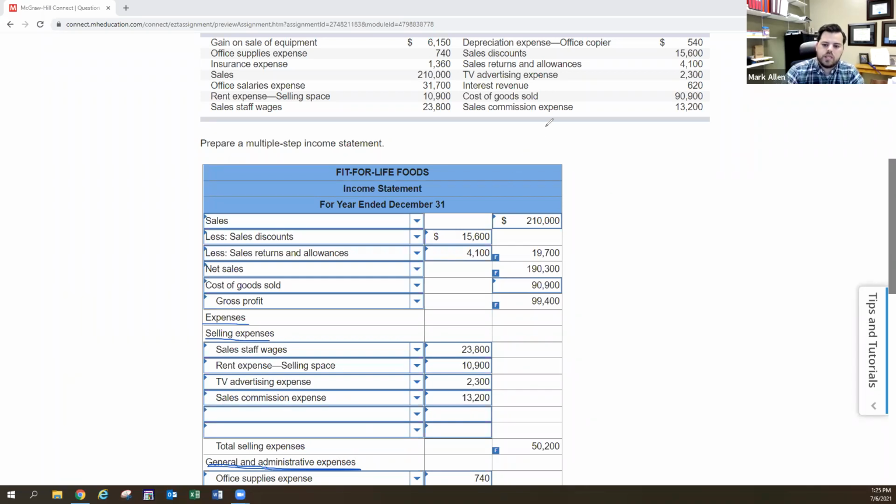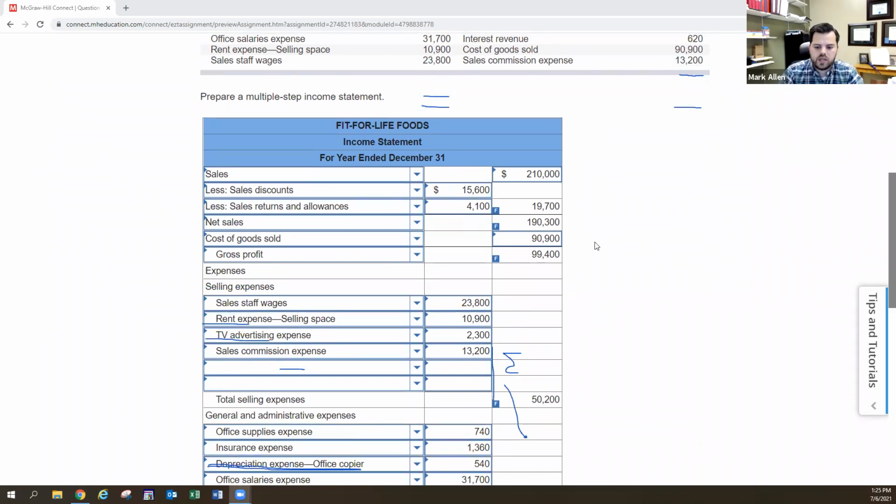So we go through here, and we see things like sales staff wages, 23.8. We see rent expense, specifically on the selling space, so we'll need to deal with that, and that will pop out. We'll deal with TV advertising expense. And you say, how do I know that's sales? Well, why do we advertise? To boost sales, right? So that pops in there. And then of course, sales commissions, obviously related to sales, so that comes in there. Totaling out, the sum here of those four things is 50,200.